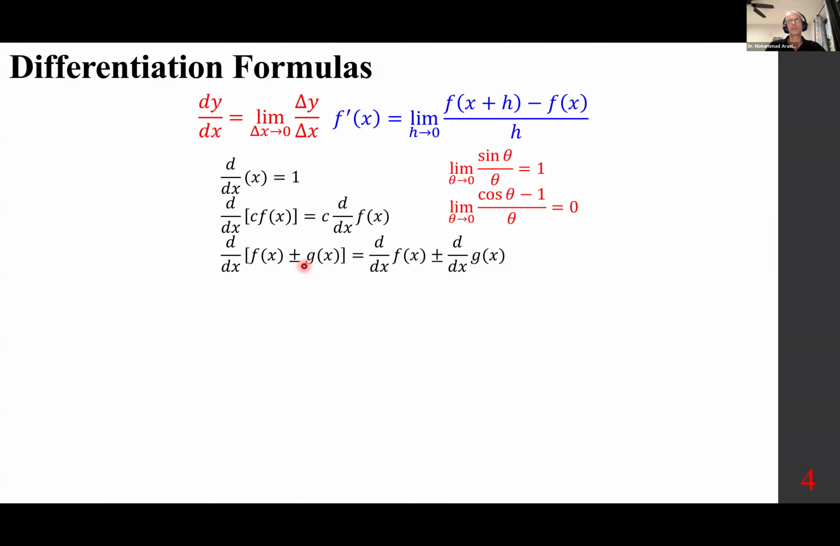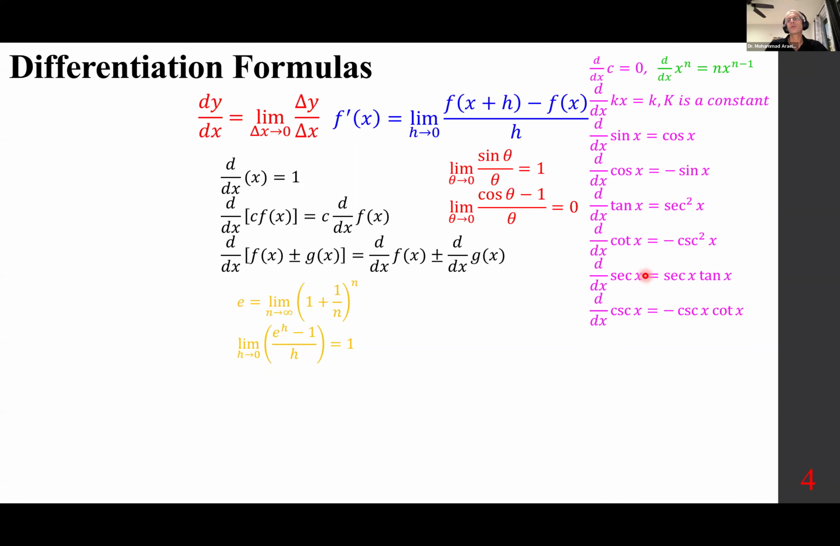A couple of limits that are useful. The limit of sine theta over theta as theta approaches 0 is 1. The limit of cosine theta minus 1 over theta as theta approaches 0 is 0. The definition of e is the limit of (1 plus 1 over n) to the power of n as n approaches infinity. That's one way to write it. Or e is a number such that the limit of e to the power of h minus 1 over h as h approaches 0 equals 1.